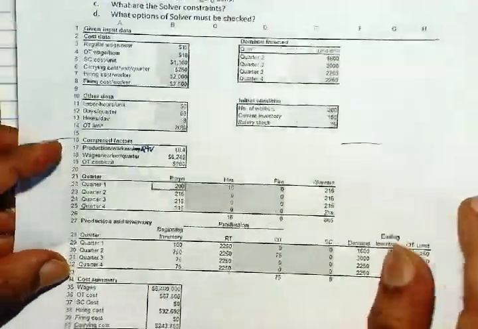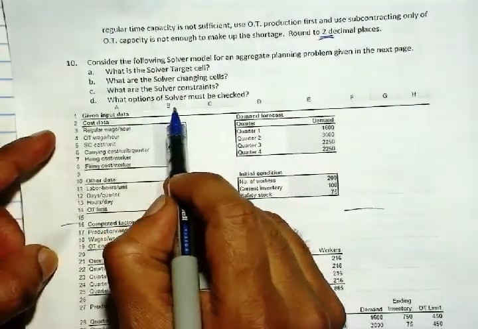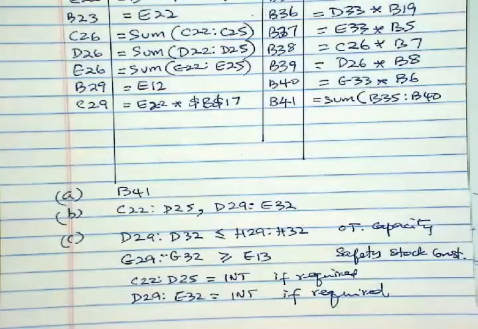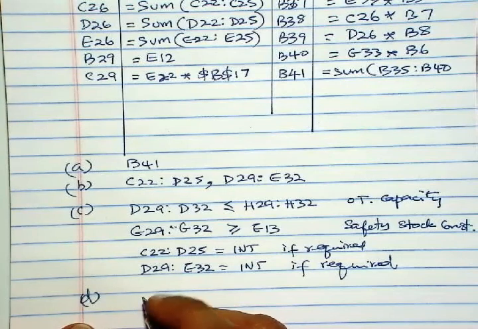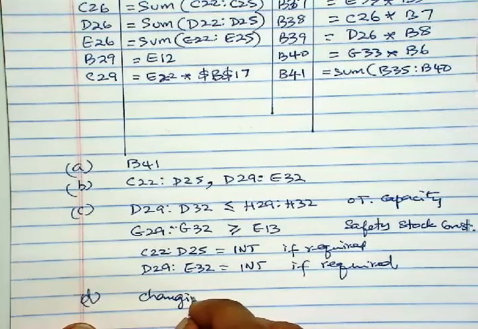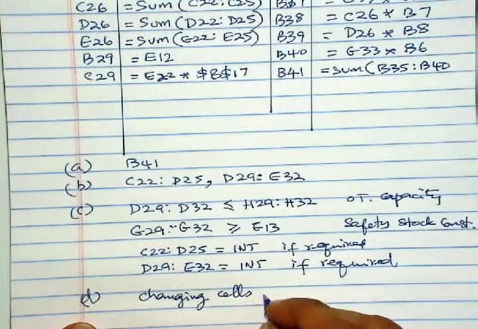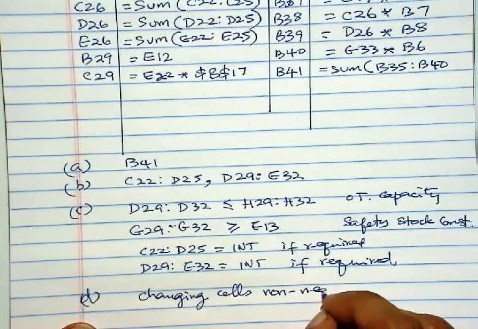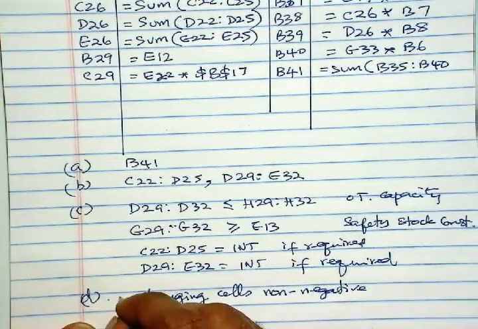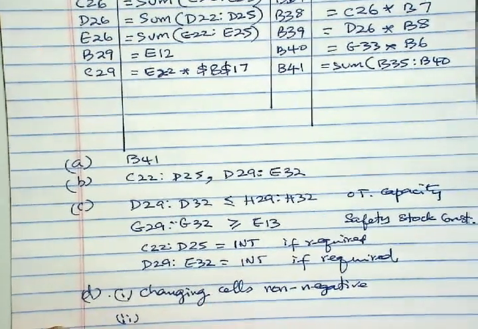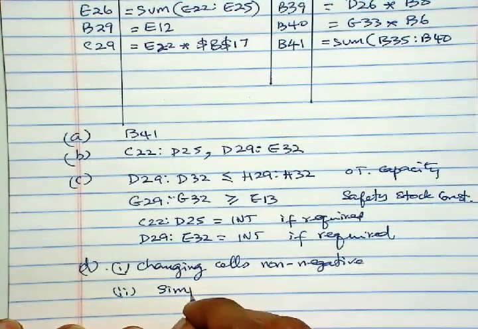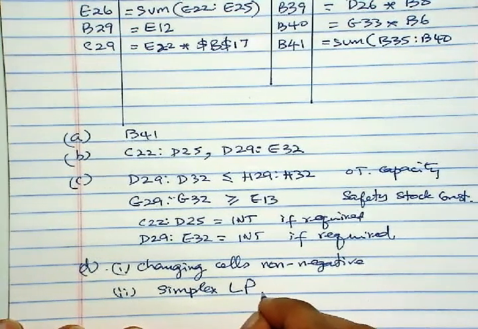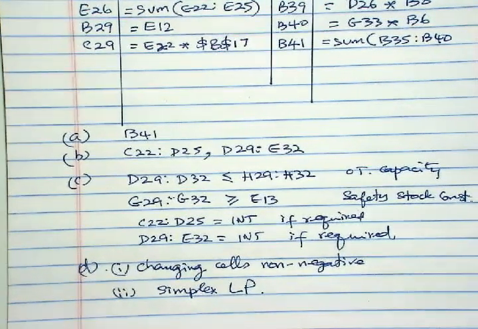So that's C. Now D is what are the options of solver that must be checked. So one is changing cells non-negative. So that's one thing we have to check. And this is a linear programming model. So simplex LP, that is the other one that we have to check.